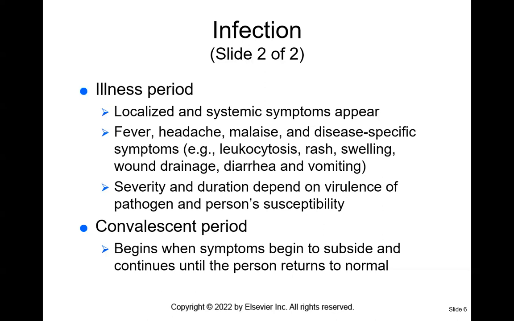And then there could be disease-specific symptoms. So we're thinking leukocytosis, which is increase in white blood cells, rash, swelling or edema, wound drainage also is a sign of infection, diarrhea, vomiting. So the severity of this illness period depends on the virulence, how strong that pathogen is and how much of it is able to replicate inside of the patient, and how is the patient's immune system? That's going to depend on how severe this infection is. And we've seen that with COVID, that some people were infected. It was a short time and they bounced back. Some people were hospitalized for months. Some people did not survive.